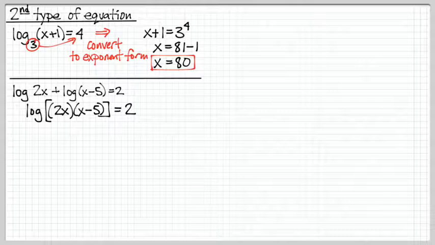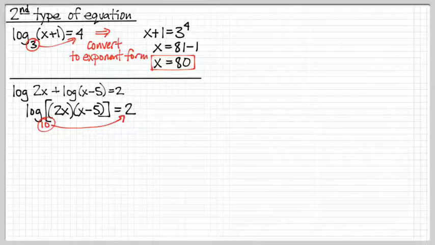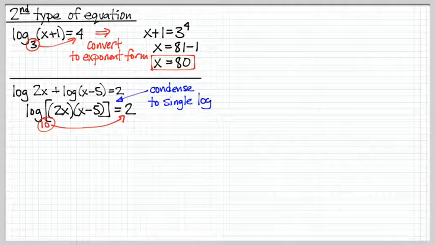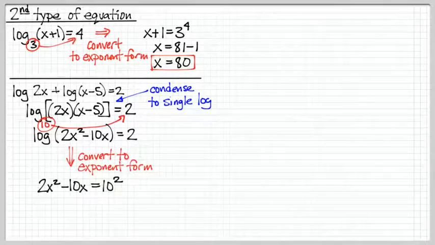So again, we use our log properties where we have the addition of 2 logs. That becomes a single log, and we multiply each of these 2 pieces, so 2x times x minus 5. Now that we have a single log, and this log is base 10, we can convert this to exponential form. 10 to the power of 2 is equal to 2x squared minus 10x.